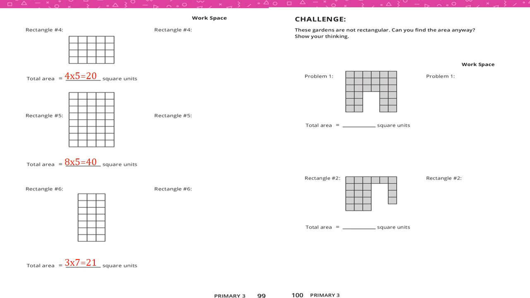Now let's move to the challenge. Here we have a garden, and in this problem number 1, we want to find the total area. I think the easiest way is to count the small squares. Let's count them together. If we count them, we will find them 30 square units. And in rectangle number 2, if we count the small squares, we will find them 21 square units.